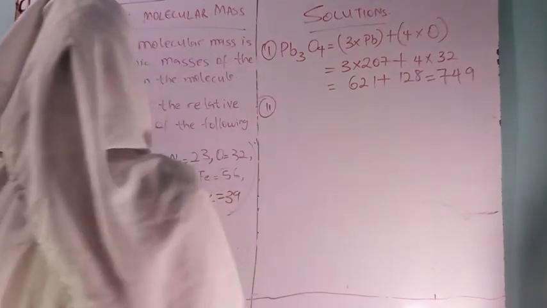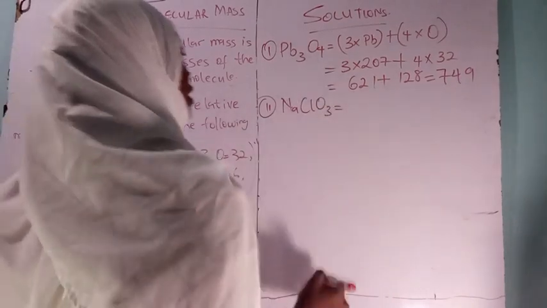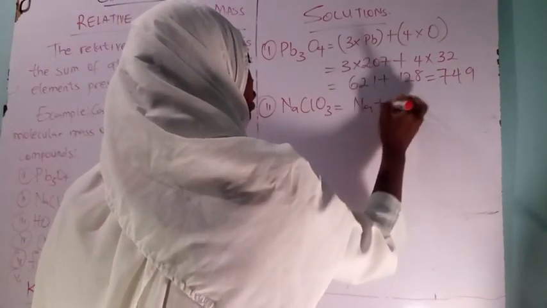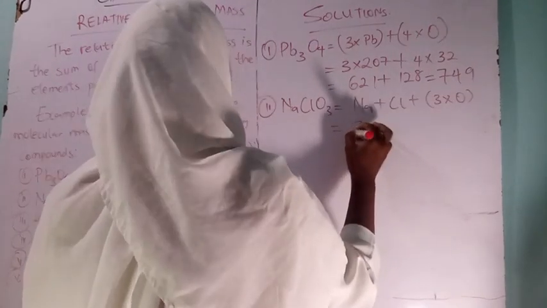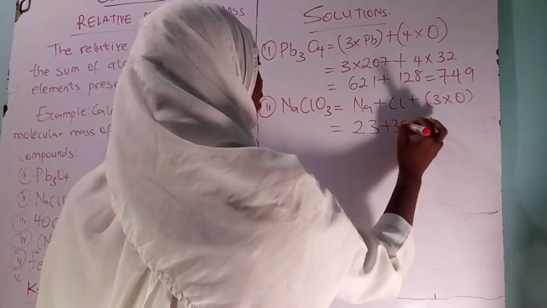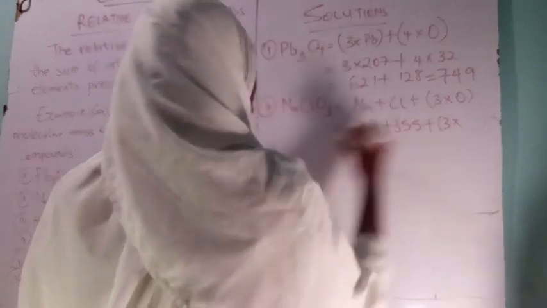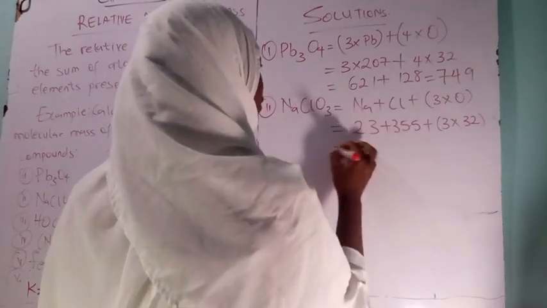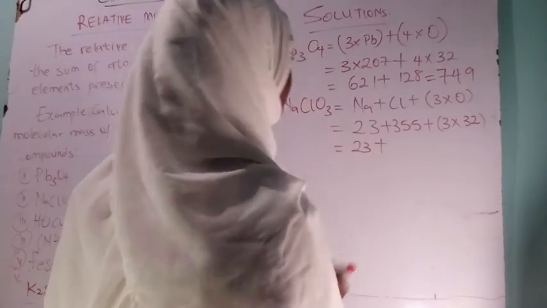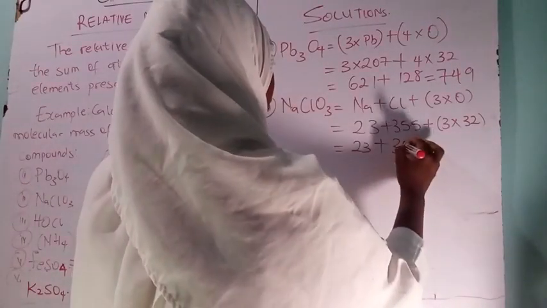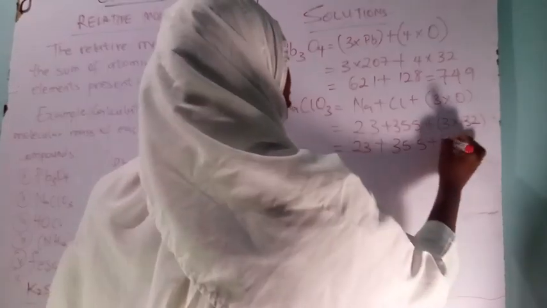Question 2. Sodium chlorate. Here we have sodium plus chlorine plus 3 times oxygen. That gives us 23 plus 35.5 plus 3 times oxygen is what? Oxygen is 32. We then have 23 plus 35.5 plus 3 times 32, 96.